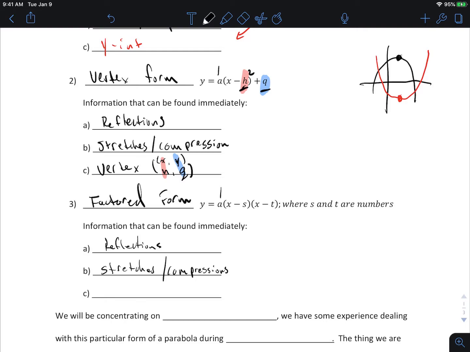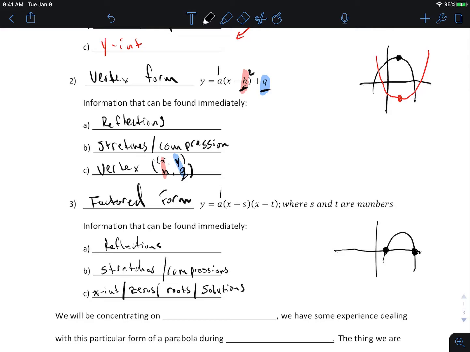We can have x-intercepts, zeros, roots, solutions. All 4 of those are interchangeable. They all mean the same thing. You can tell what the x-intercept is, right? If I had this parabola opening down, the x-intercepts would be where the graph crosses the x-axis. So it would be here and here.